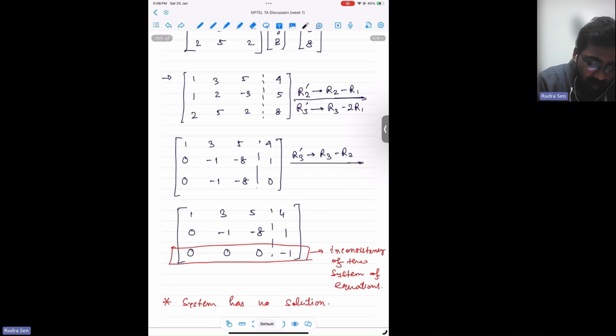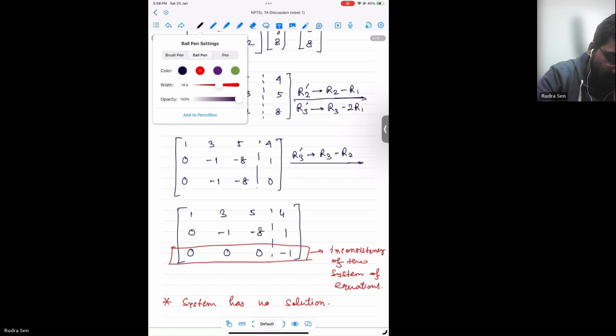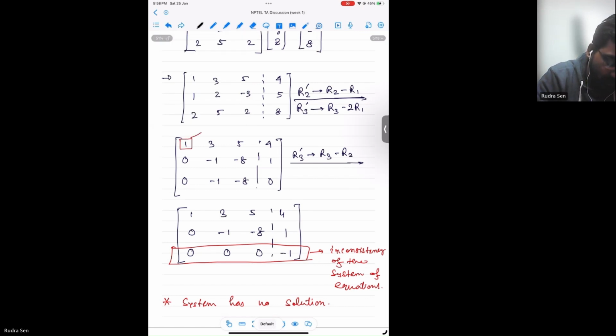Okay. Now, again, we get a pivot element. So these are called pivot elements. What is a pivot element? A pivot element means the first non-zero element of a row which is involved in the row operation. Those elements are called pivot elements. So this is the pivot element for the first row. This is the pivot element for the second row.